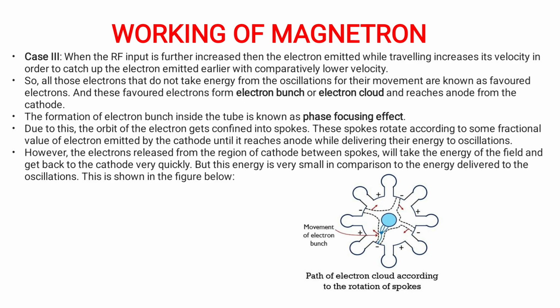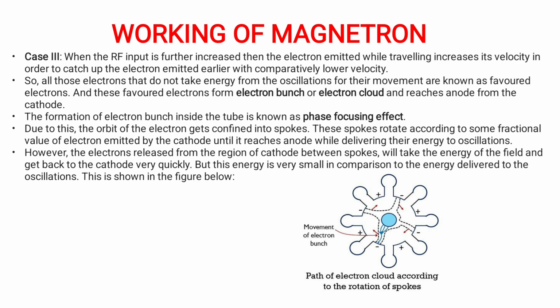And here case 3 is when the RF input is further increased, then the electron emitted while traveling increases its velocity in order to catch up with the electron emitted earlier with a comparatively lower velocity. So all those electrons that do not take energy from the oscillations for their movement are known as favored electrons. These favored electrons form an electron bunch or electron cloud and reach the anode from the cathode. The formation of the electron bunch inside the tube is known as the phase focusing effect. Due to this, the orbit of the electron gets confined into spokes.